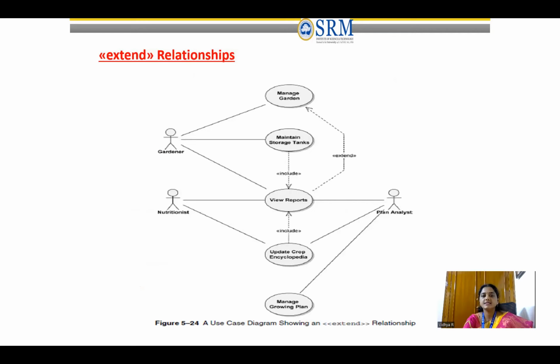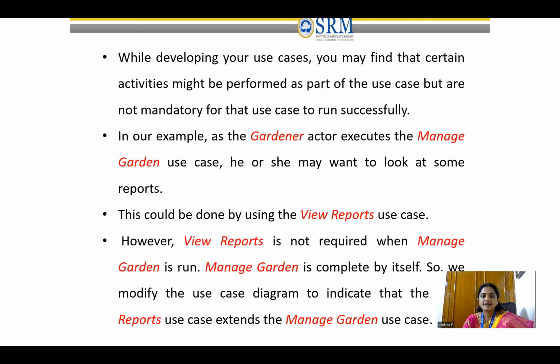Here, this is the extend relationship. View reports extends manage garden. View reports use case extends another use case called manage garden. While developing use cases, you may find that certain activities might be performed as a part of a use case, but are not mandatory for that use case to run successfully. So, in simple terms, include relationship is mandatory and extend relationship is optional.